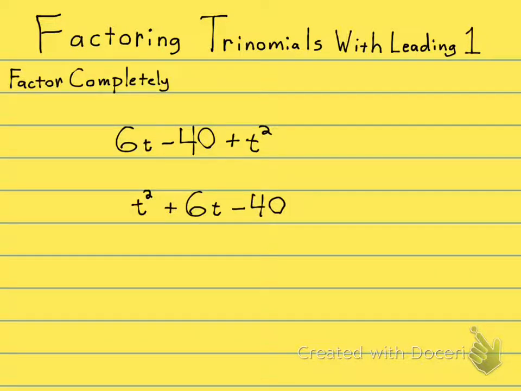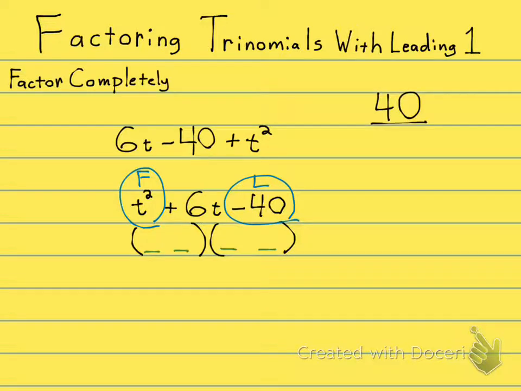And once it's in the right order, we'll be able to factor with the leading coefficient of 1. Okay, so now it says t squared plus 6t minus 40. Here are my two binomials, and I'm going to need to fill in these 4 green blanks, remembering that the first 2 come from t squared, so that's going to be t and t, and the last 2 have to multiply to give me 40.